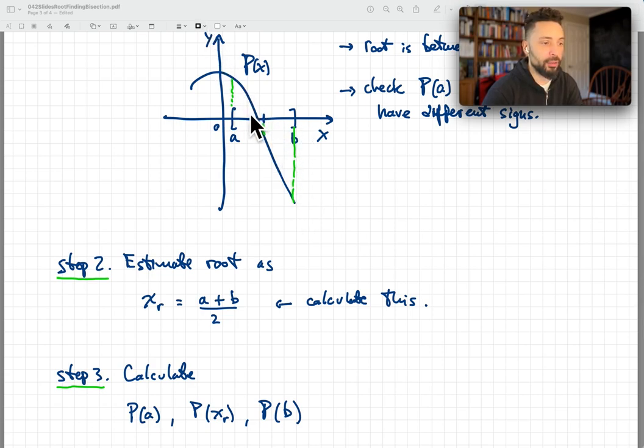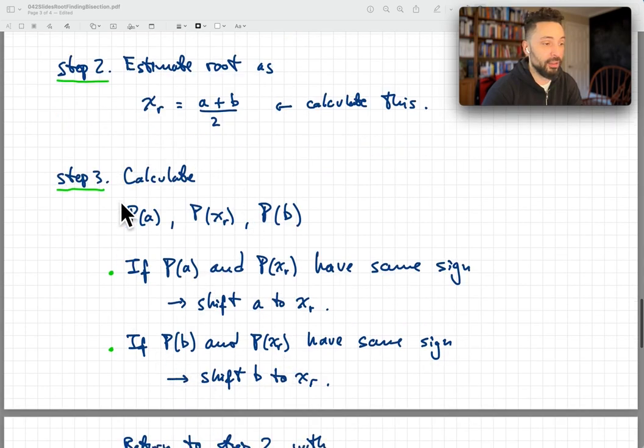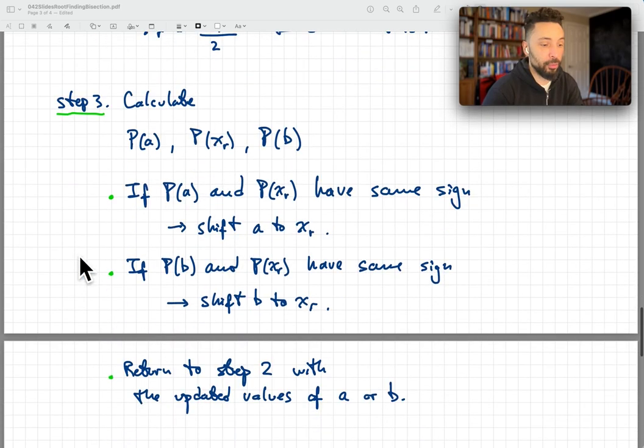And so what do we do next? Well, we calculate the middle point. Here it will be somewhere over here. And so what happens? We're going to shift a, and so on and so forth. And you see we're going to end up bracketing the root in smaller and smaller intervals. And that's the idea of bisection. Basically, you stay within this loop where you go from step 2 to 3 on and on and on until you have refined your root as much as you want.